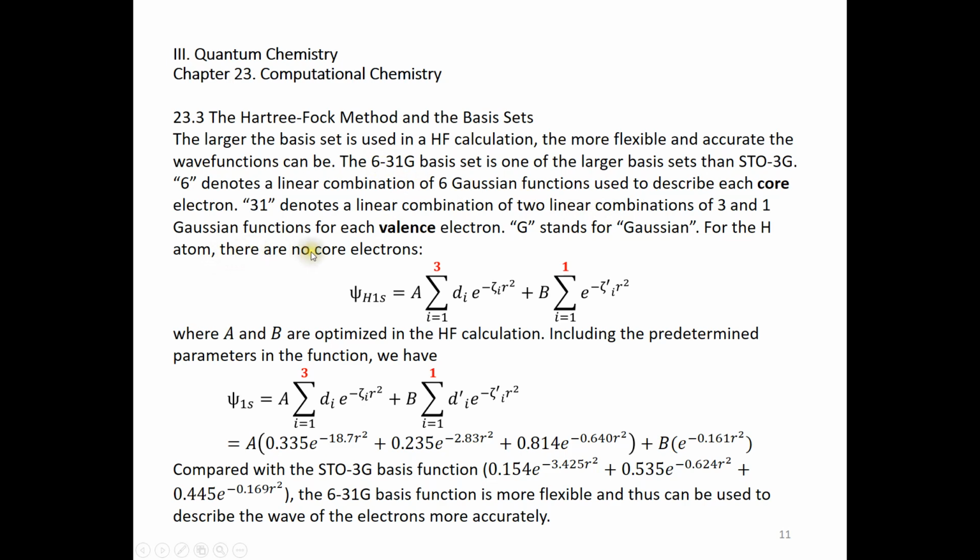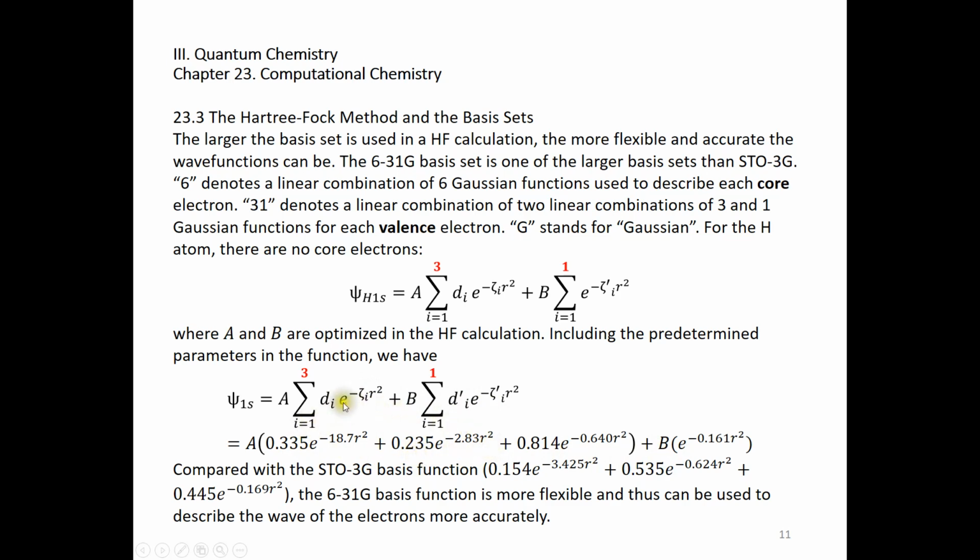For the hydrogen atom, we do not have any core electrons, so it's going to be just 3-1 for the valence electron in the hydrogen atom. Over here you see a linear combination of 3 Gaussian functions. Over here you see just 1 Gaussian function. The values of A and B are optimized in the Hartree-Fock calculation, including the predetermined parameters in the function. Again, A and B will be optimized in the actual Hartree-Fock calculation, but all other parameters, such as the coefficients in front of the Gaussian functions, those d's, and also the exponential parameters, those zetas, are predetermined.